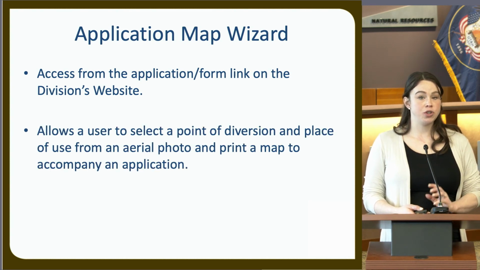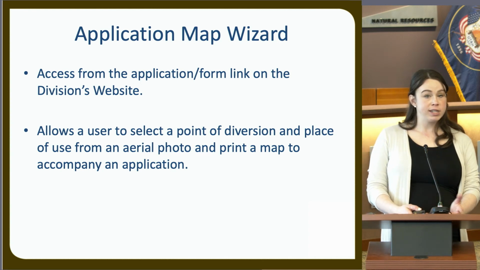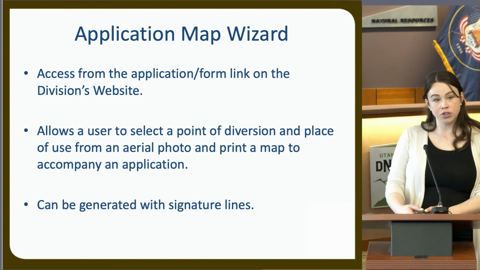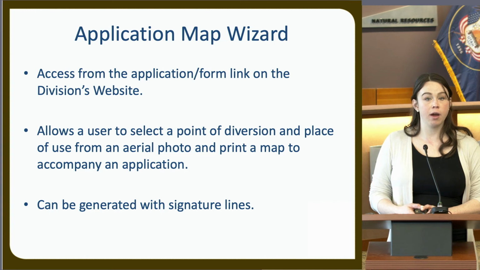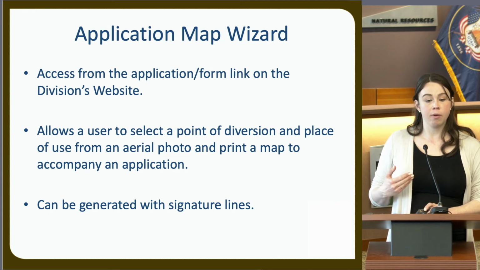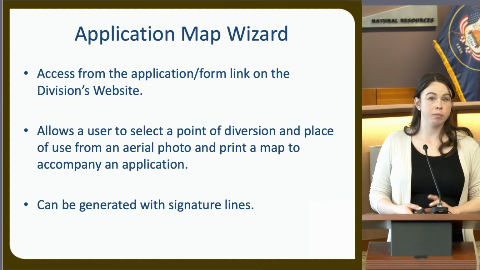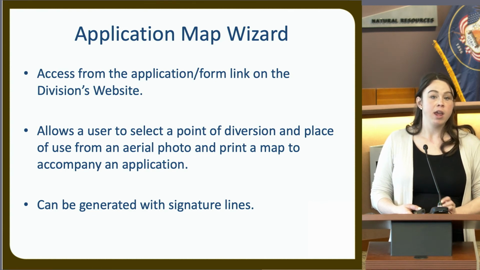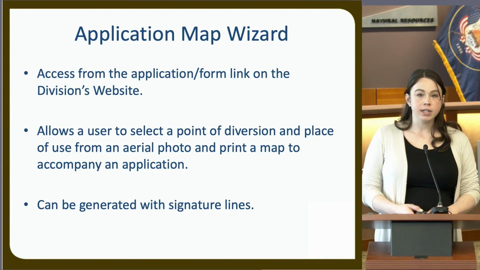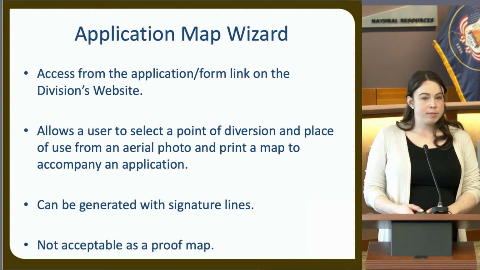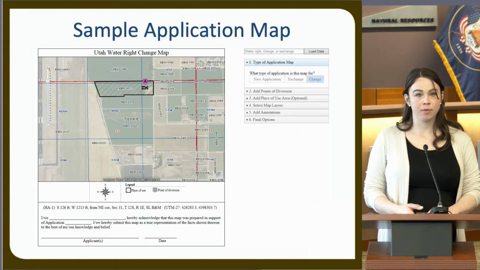It allows you to select your parcel from an aerial photo and then print it. You can populate it with signature lines. We ask that if you're sending in your map separate from any of your paperwork, that you populate it with those signature lines and all party members sign that map. If you're sending in your map with your application, then it doesn't need to be signed. Sometimes people try to sneak it in as a proof map. This will not work for your proof map.